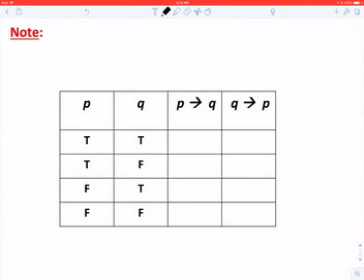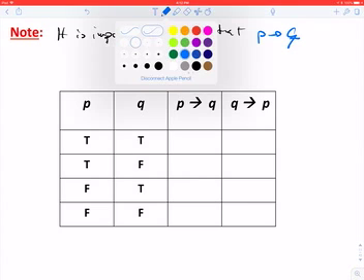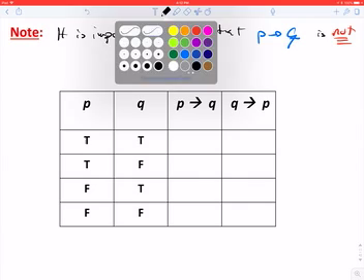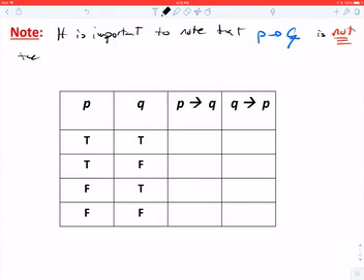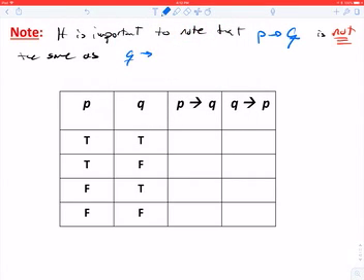Okay, so here it is important to note that P implies Q is not the same as Q implies P. So we're going to verify this with the truth table.